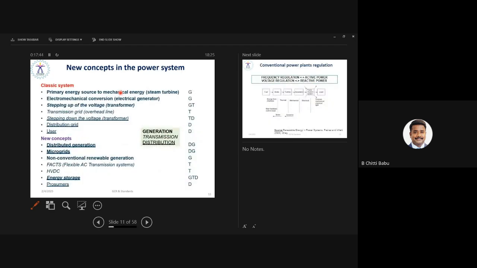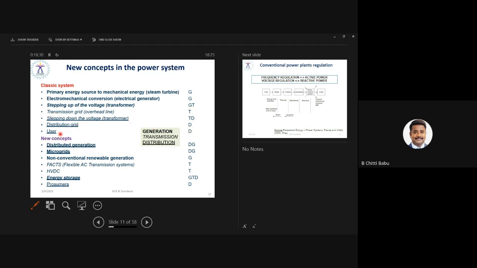Right. Now, in the power system we have generation, transmission, and distribution. So how are the concepts evolving in today's power system? Of course, you can understand the classical system: primary energy source to mechanical energy. We use a steam turbine or a hydro turbine. And for electromechanical energy conversion, we use a generator, particularly a synchronous generator. G stands for generator. We have a transformer for stepping up the voltage in the transmission grid, which is part of transmission. We further step the voltage in the substation, which includes both transmission and distribution. We have a distribution grid with the distribution transformer and a user, right?